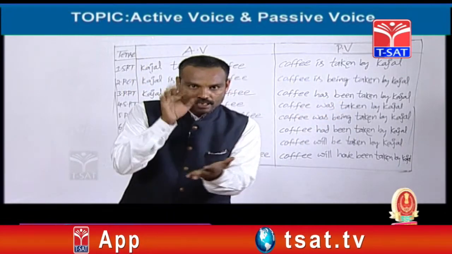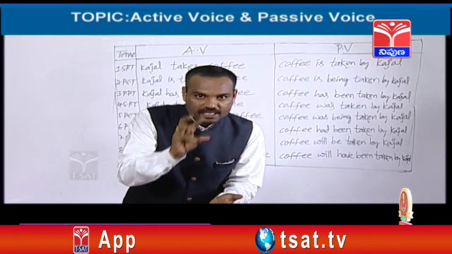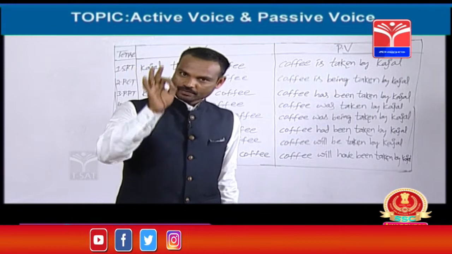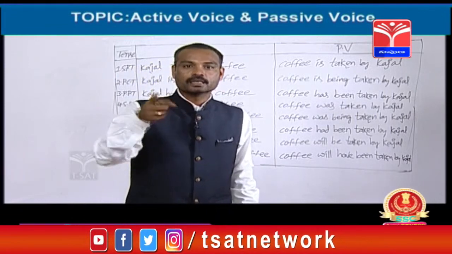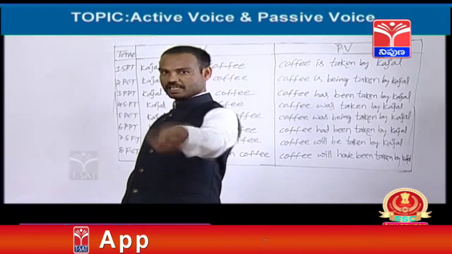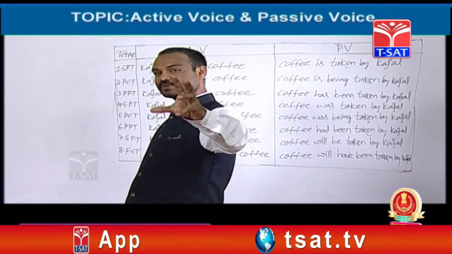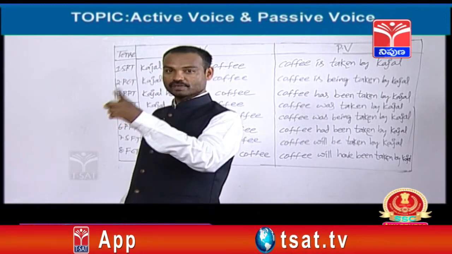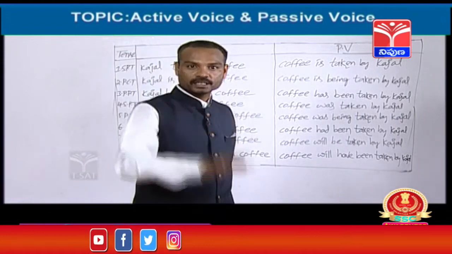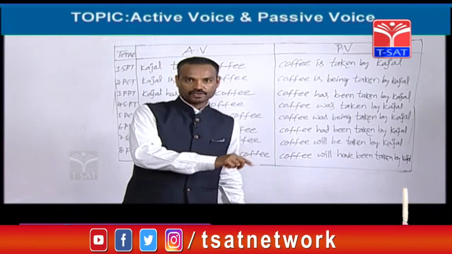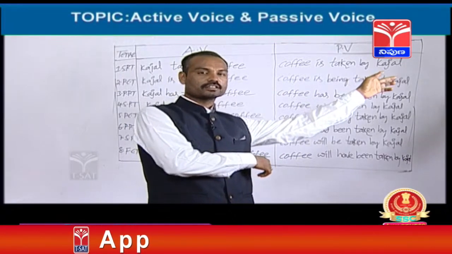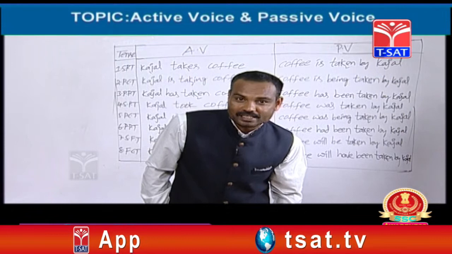So your doubt is, sir, when should we use been in the passive voice? I have already told you, friends, just now. Whenever the active voice contains have or has or had, then you should use been in the passive. Is it clear? When you see have or has or had in the active voice, you should write been in the passive voice. So Kajal had taken coffee. Passive is coffee had been taken by Kajal. That's fine. Shall we see a plural example?